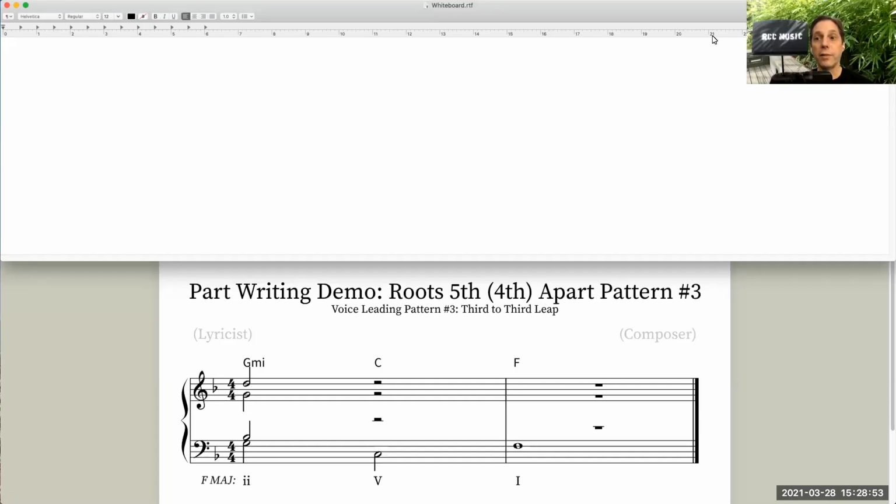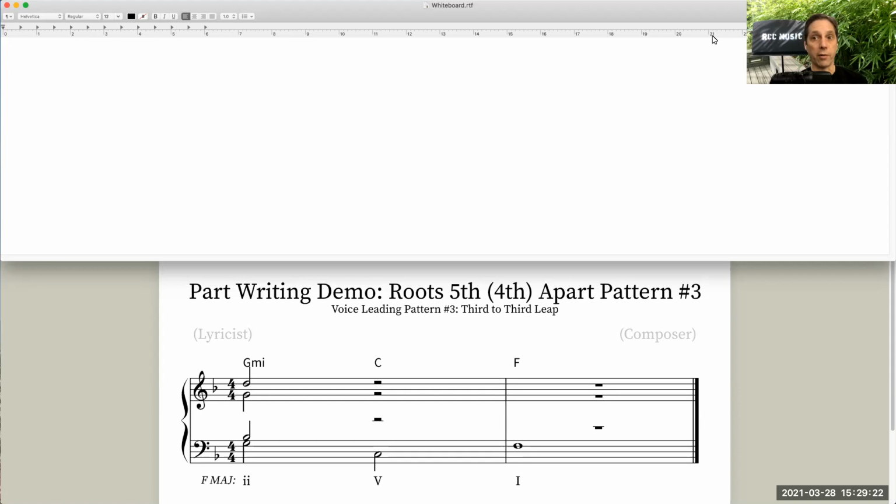Hello. In this video, I will demonstrate four-voice part writing using root position triads whose roots are a fifth apart. And in this video, we will learn about voice leading pattern number 3, the third to third leap, which is the least common voice leading pattern. We'll rarely use this. The third to third leap means that the third from one chord will leap to the third in the next chord in the same voice.